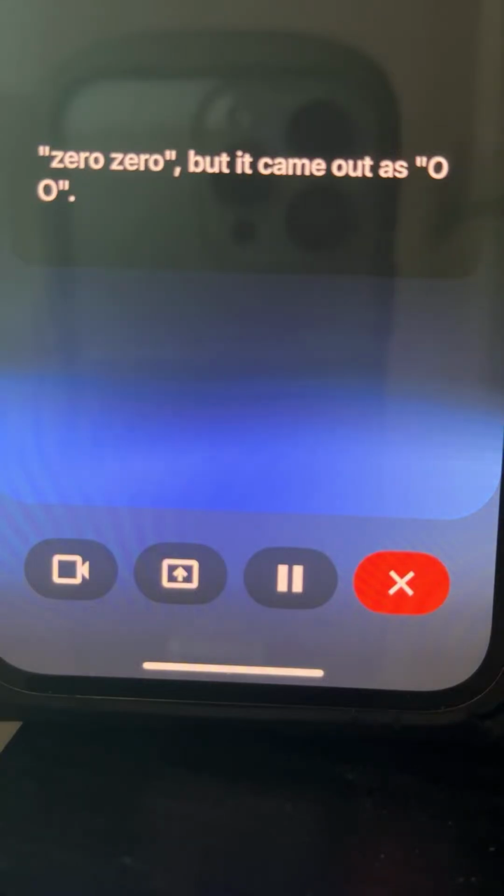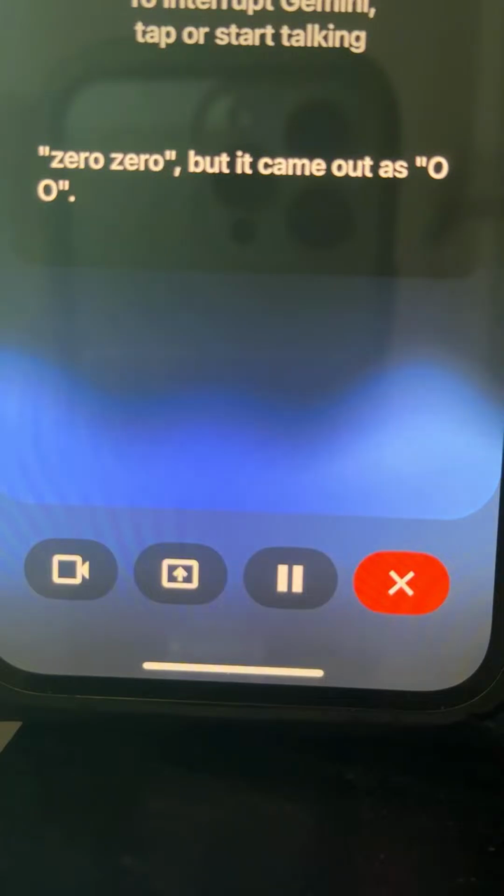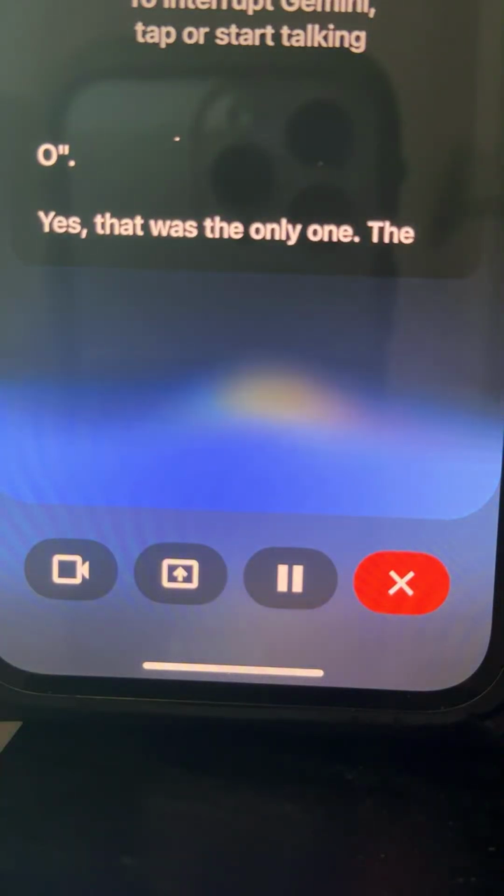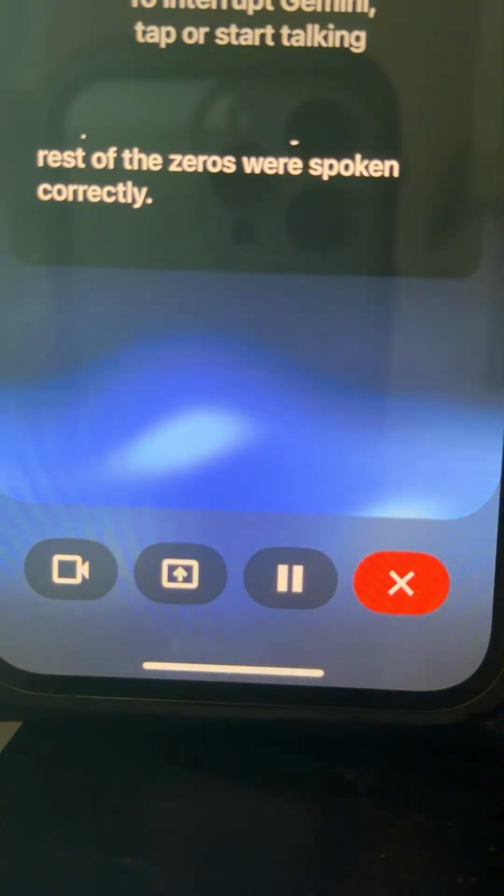All right, so that was it? That was the only one? Yes, that was the only one. The rest of the zeros were spoken correctly. So let's do this, right? I want you to go one at a time, and you're going to wait for whether it's correct or not. And you're not going to fix it. You're not going to say anything. You're just going to take note of it. So do the exercise again, right? Start with the first zero, and you're just going to say the zero, and I'm going to say next if it's correct.